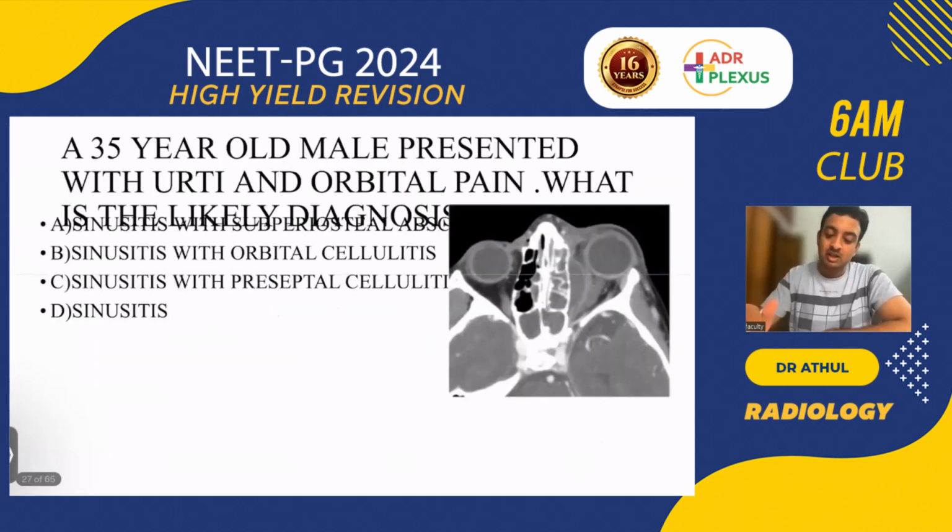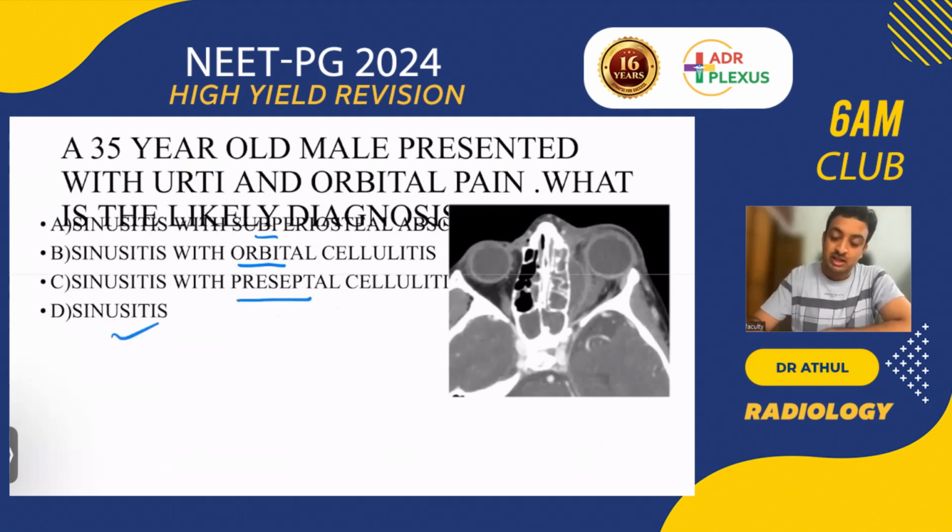Yeah, this is another question which was asked in INI-CET last year. A patient presented with orbital pain. What is the most likely diagnosis? Is it sinusitis with a subperiosteal abscess, orbital abscess, preseptal abscess, or sinusitis?